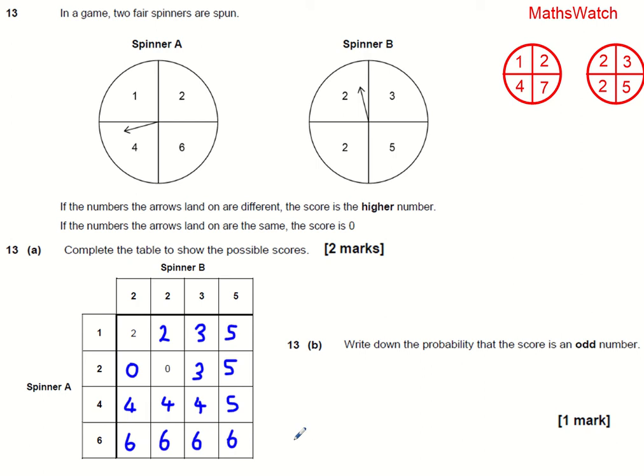That's a completed table. Write down the probability that the score is an odd number. From our table, odd numbers, we've got 1, 2, 3, 4, 5 odd numbers out of a total of 16 possibilities. So 5 over 16.